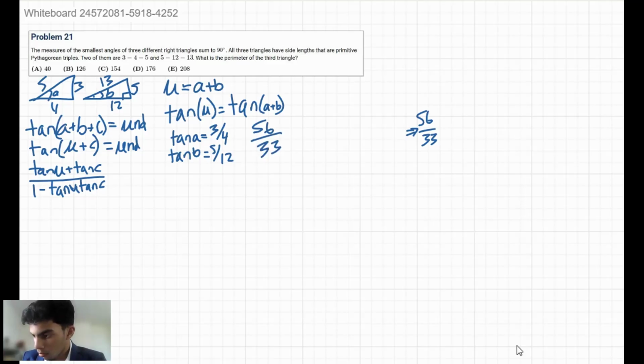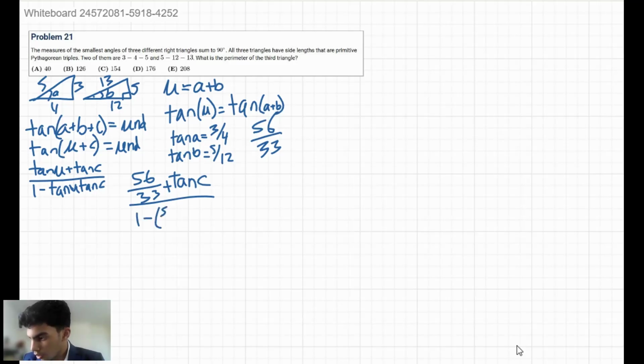Okay. Well, what can we do now? Well, we can just plug this value in over here, since we know that tan U is equal to tan A plus B. Okay, so if we do that, we will get 56 over 33 plus tan C over, and then it would be 1 minus 56 on 33 tan C. And this obviously equals undefined.